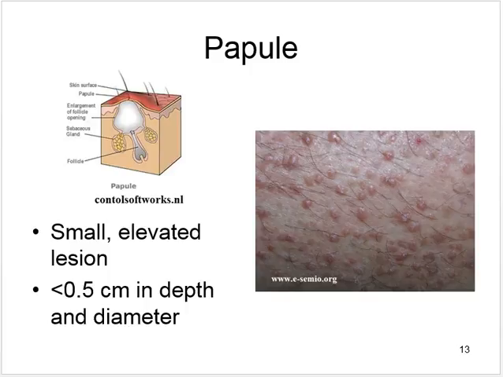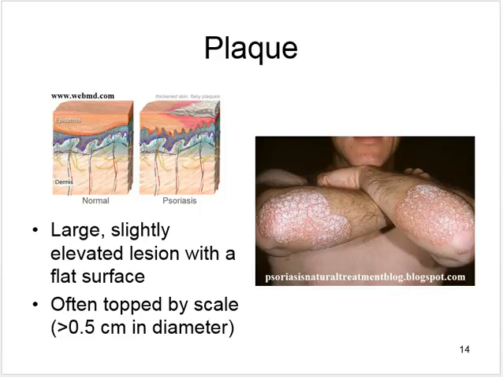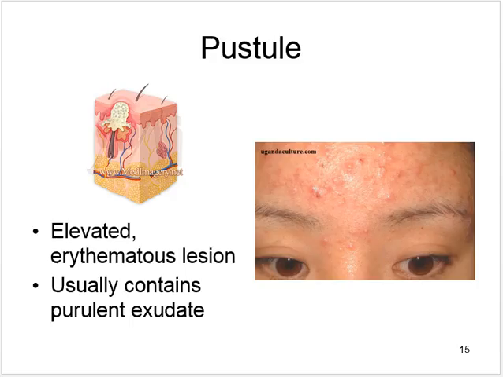Plaque is a large, slightly elevated lesion with a flat surface. It's often topped by scale, and it's greater than 0.5 centimeters in diameter. Plaques occupy a relatively large surface area in comparison with its height above the skin.